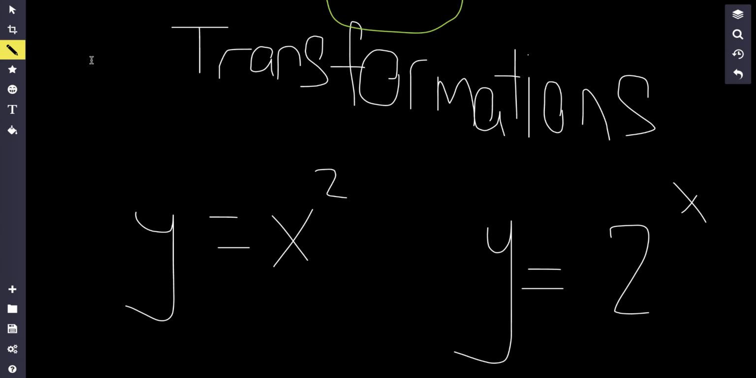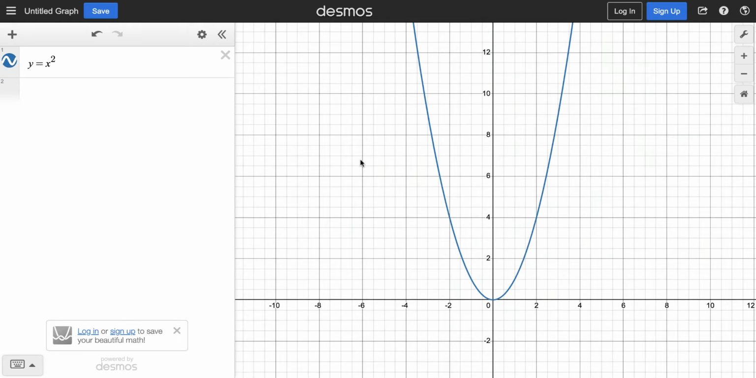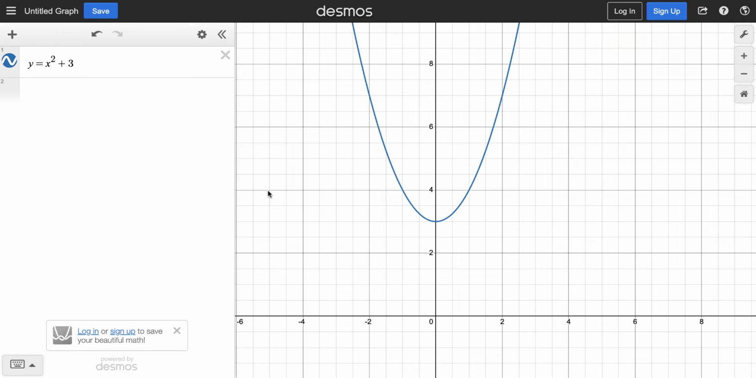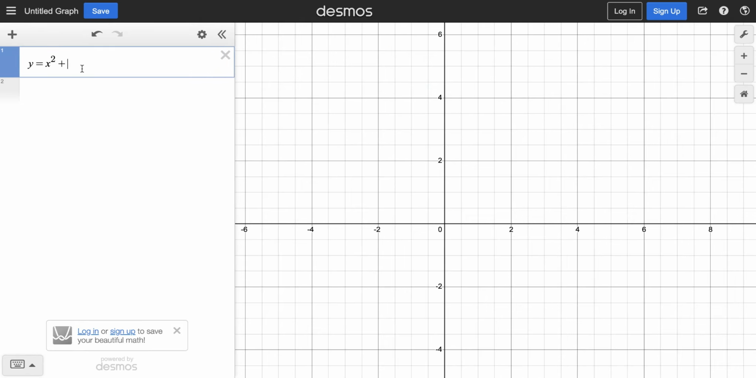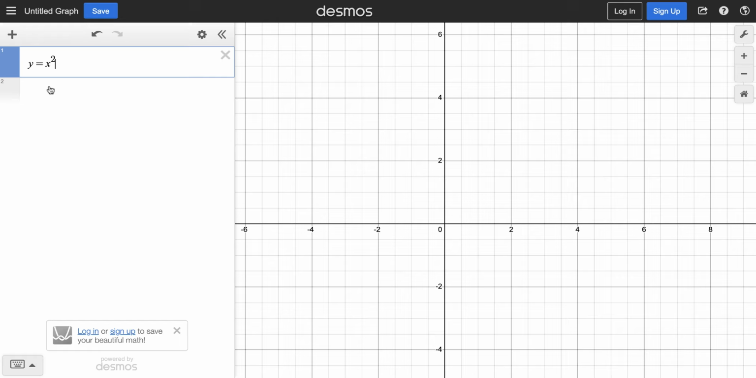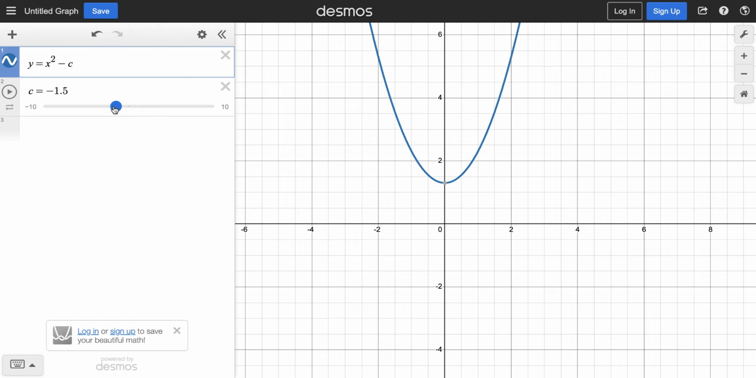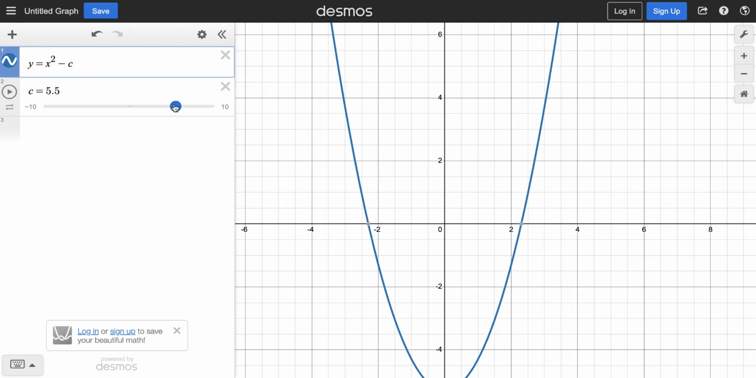Now some simple transformations for functions. I'm actually going to do this pretty quickly. So let's say I have y is equal to x squared. If I add 3 to this function, it's going to move it 3 up. If I subtract 3, it's going to move it 3 down. So if you add some number c to it, it's going to move the function up by c units. And likewise, if it's minus c, then it's going to move it down by c units, right?